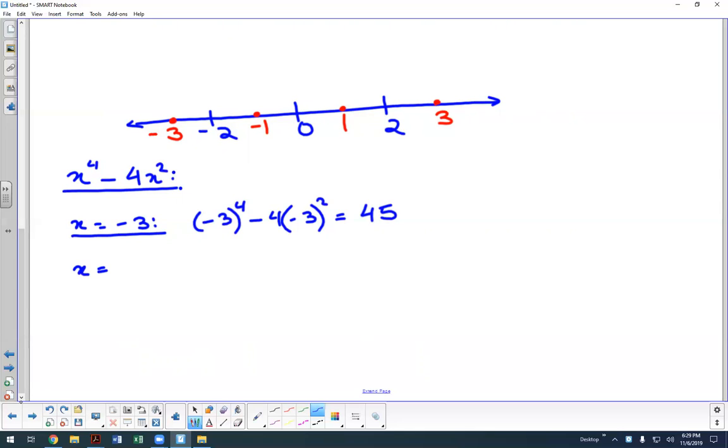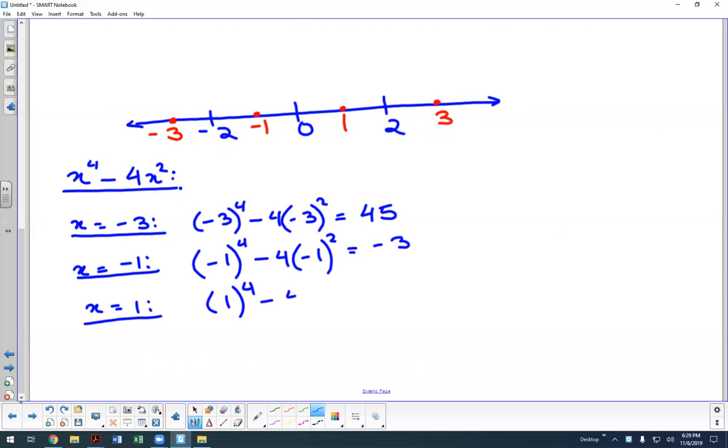Okay, if we use x equals -1 as our test point, because these will become +1 and +1 here, so that will be 1 minus 4, which gives us -3. X equals 1, it will be the same answer. And x equals +3, +45.